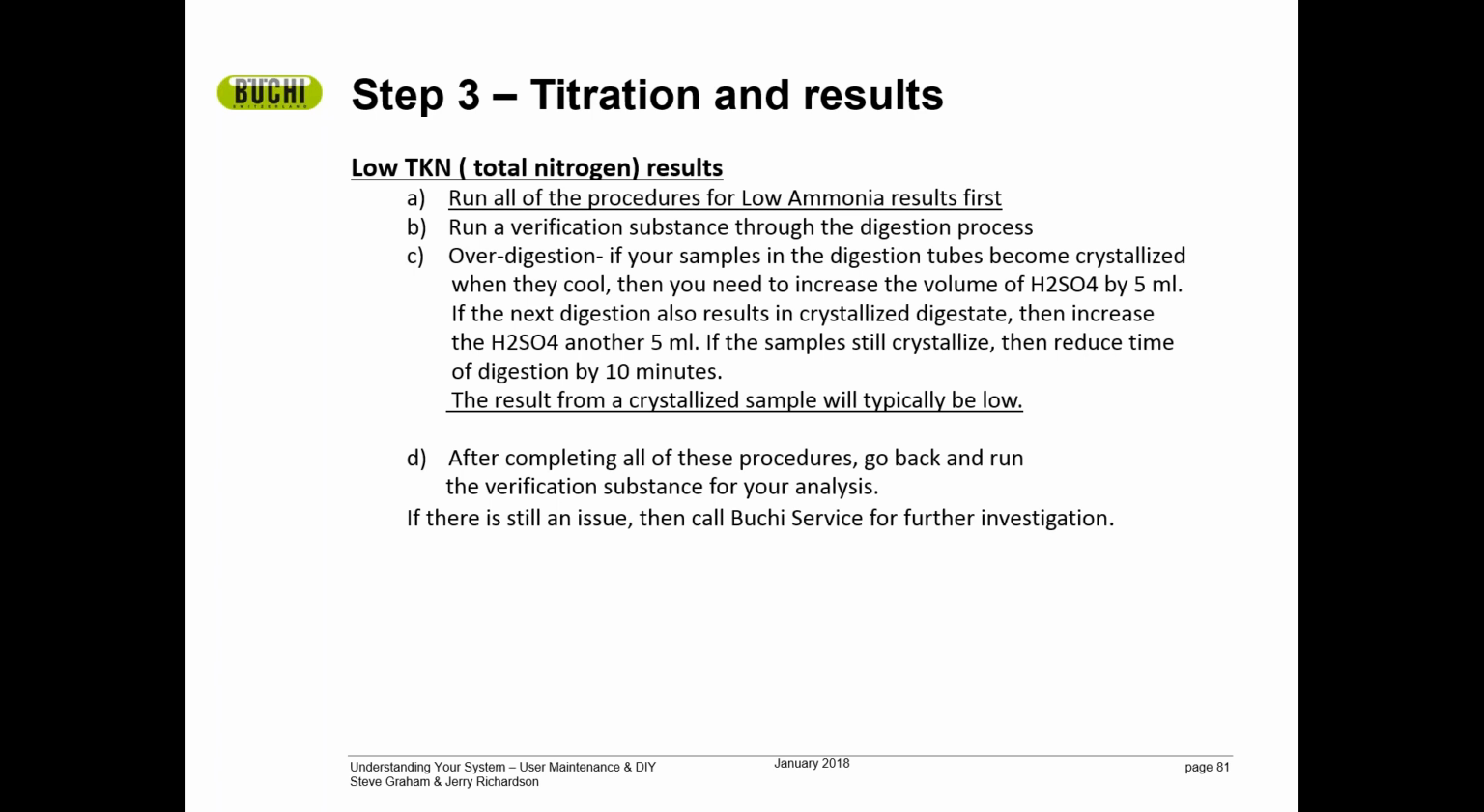If you believe that there's a problem with your digestion, you may need to increase the volume of your sulfuric acid just a little bit, by 5 mL, and redigest your samples if you're getting crystallization. I believe we have discussed this before. The result of a crystallized sample is always going to be low. After completing the procedures above and for ammonia, rerun your digested verification substance. If it's still low, give us a call at Buchi Service for further investigation.